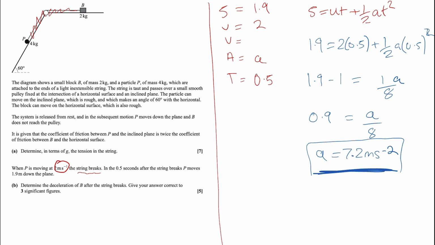Well, we want to work out the deceleration of B after the string breaks, which means we need to know these coefficients of friction. So what did we say? We said that mu P is 2 lots of mu B. All right, well, when the string breaks, like I said, there's no more tension in the string, but there is still friction.